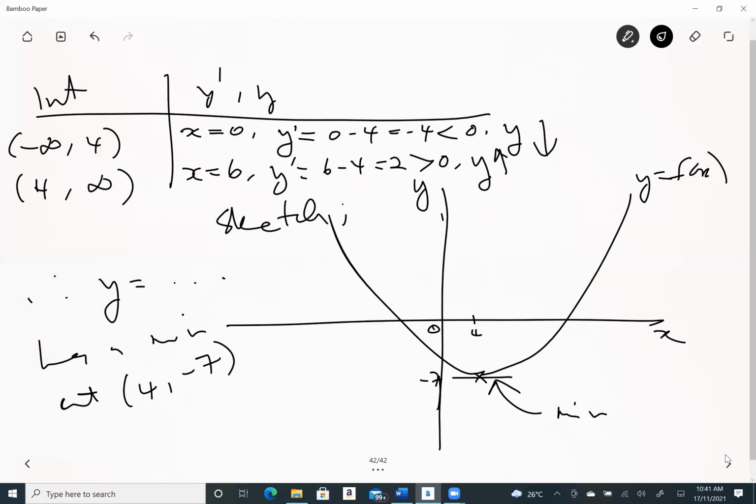Okay. Or if you do the graph, then you argue from here. The function is decreasing and then the function is increasing. So therefore, the critical point is a minimum. Okay. All right. Good. So I think we are done for this part today.